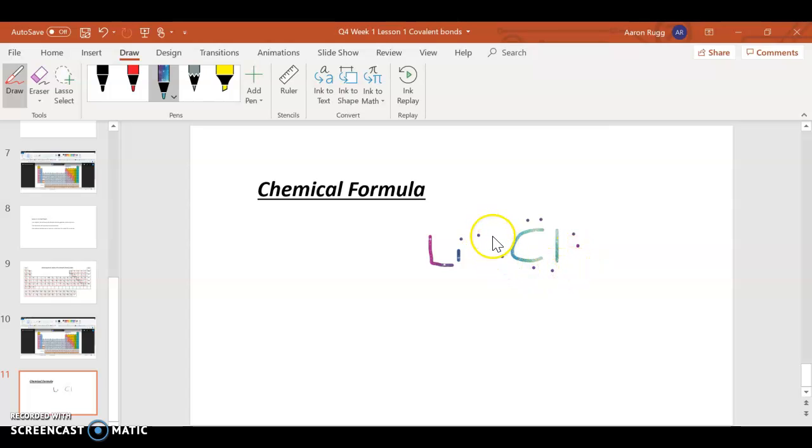Okay, well then I know that this guy's got to give up 1. So my formula just represents how many atoms are in each molecule. So I just write it like that, LiCl.